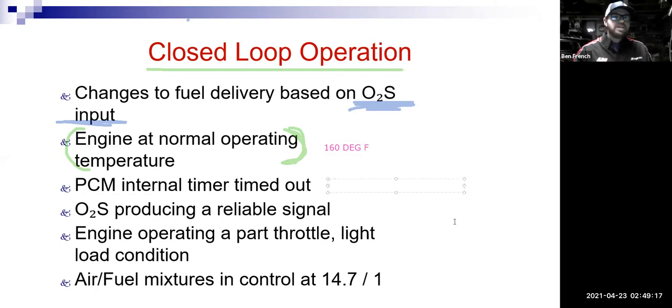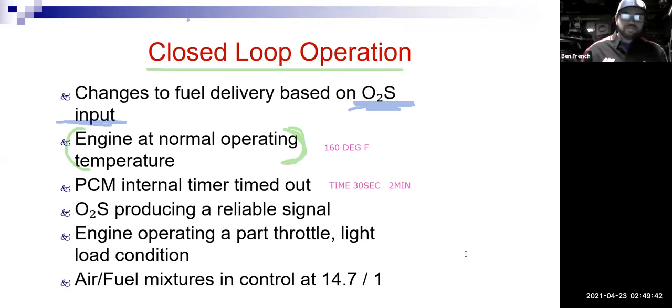And it says PCM internal timer is timed out. So again, time is an input. So it could be as little as maybe 30 seconds. Some of the old cars had a 2-minute timer. So even if the car was hot, if you restarted it, it would be in open loop for 2 minutes before it would go into closed loop because of that timer function.